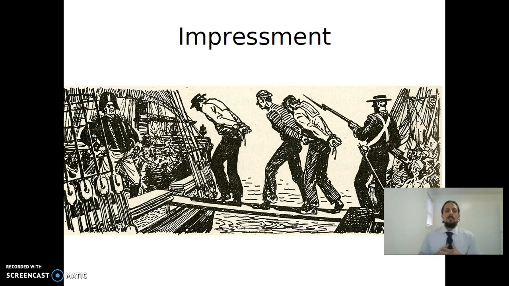Now, one of the things I want you to keep in mind is political parties back home. What political party is Jefferson? What political party do you think will be calling for war against the British? It's a very complicated thing. Which part of the country will be most affected by this? So remember, Jefferson is a Democratic Republican.